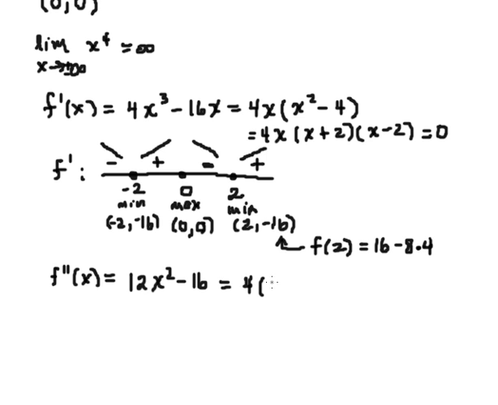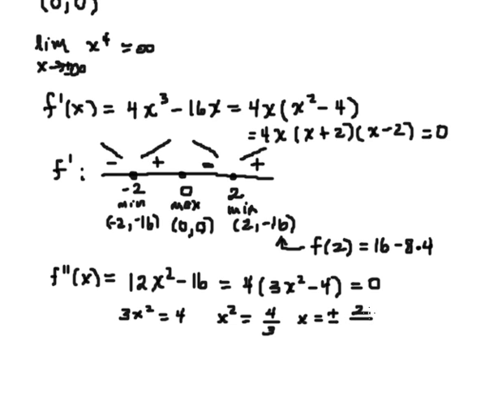So that's 4 times 3x squared minus 4. Let's set this factor equal to 0, 3x squared minus 4 equal to 0. So we have 3x squared equal to 4, or x squared is equal to 4/3, or x is equal to plus or minus the square root of 4, which is 2, over the square root of 3. So those are our places where f double prime is 0.